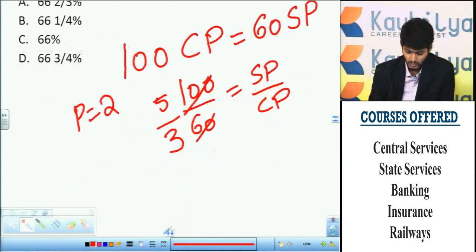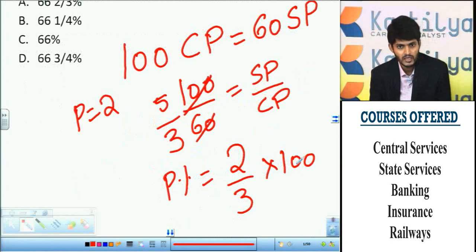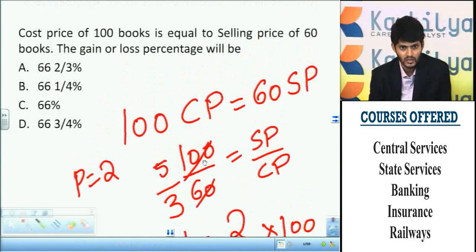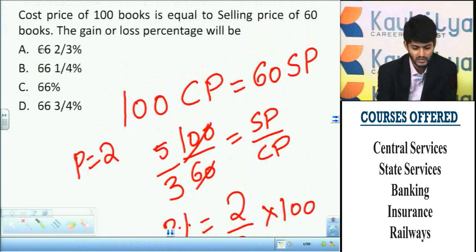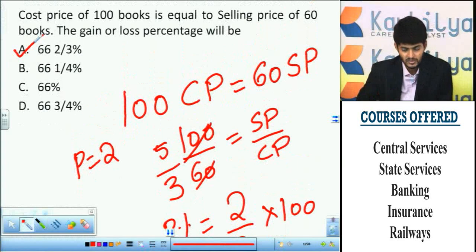So your profit percentage would be profit by CP into 100, because he is asking about profit. As you are aware, 1 by 3 corresponds to 33.33% and 2 by 3 corresponds to 66.66%. The corresponding mixed fraction for 66.66% would be 66 2 by 3%, which is your first option. So in this case, the answer would be your first option, which is 66 2 by 3%.